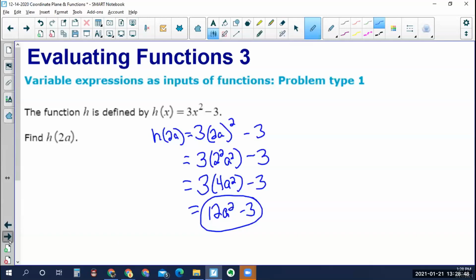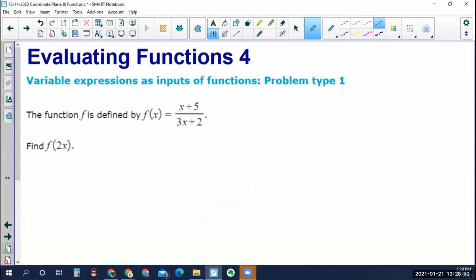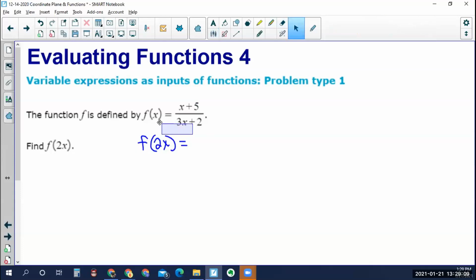All right, these last two are similar to each other. They both happen to have a fraction bar, but they are not lots harder, guys. So don't let the fraction bar do that psychological thing. No, it's not like that. We're just evaluating it for the expression 2x, which means we're going to replace every x that we find with a 2x.